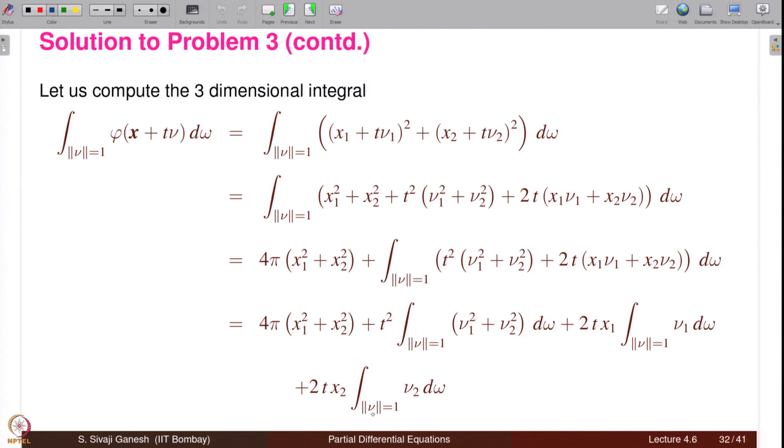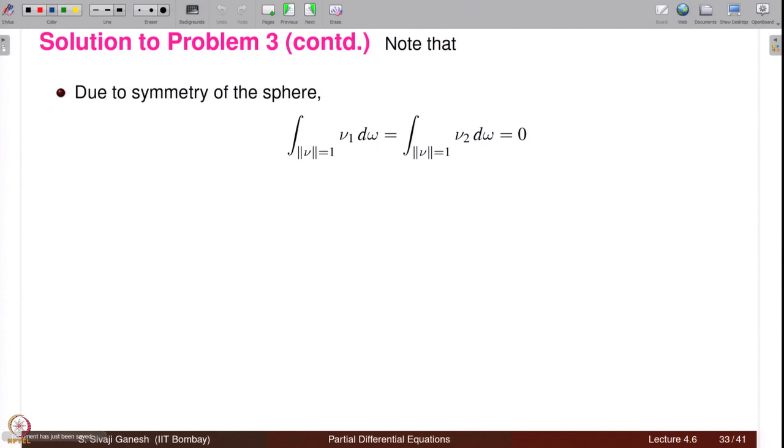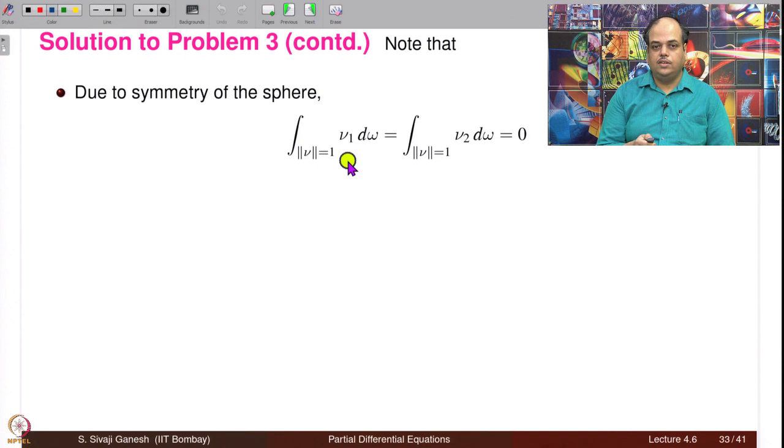Now, we need to compute this integral and this integral. It looks like this and this integral will behave similarly, and this integral we have to compute again. Due to symmetry of the sphere, this is 0, because the amount of time this nu1 is positive is also negative on the unit sphere, that is the rotational symmetry. Because of that, this is 0 and this is 0. Please convince yourself about this.